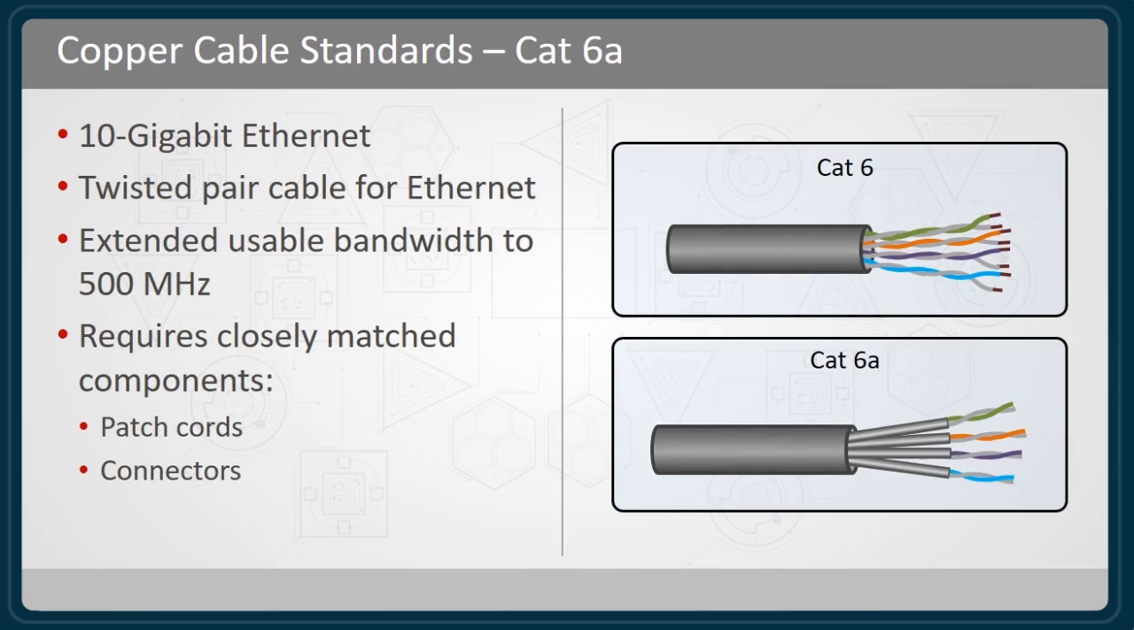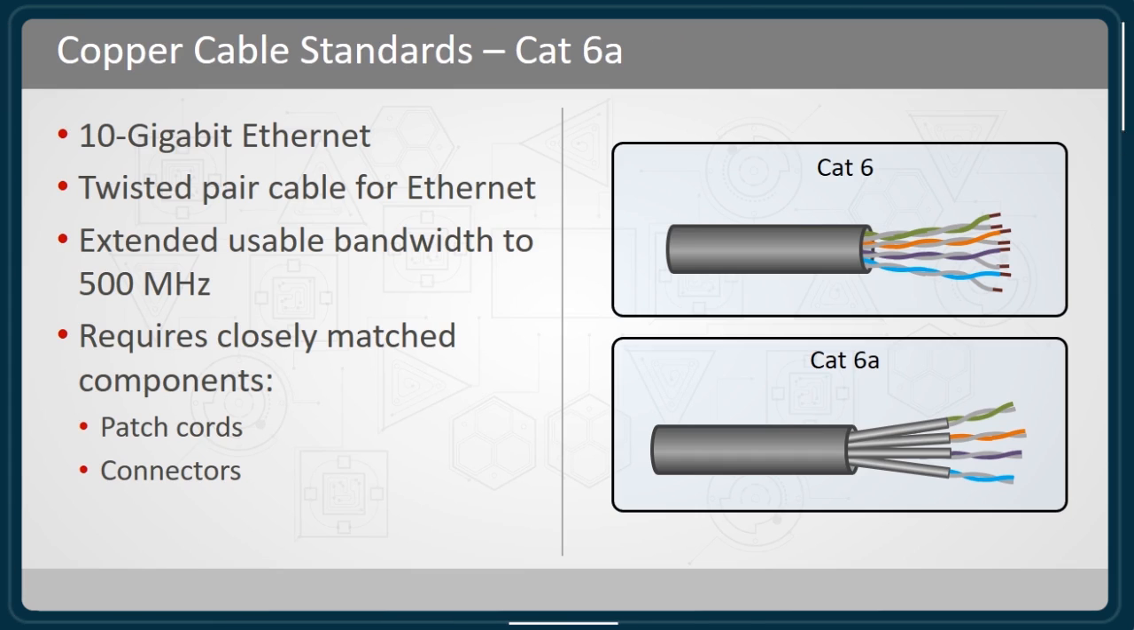Then we see 6A, which is a 10 gigabit Ethernet, still using twisted pair cable, but it extended the usable bandwidth to 500 megahertz, which was double some of the previous implementations. But as such, it requires closely matched components. The patch cords, the connectors, all need to be 6A, so you lose some of that compatibility.